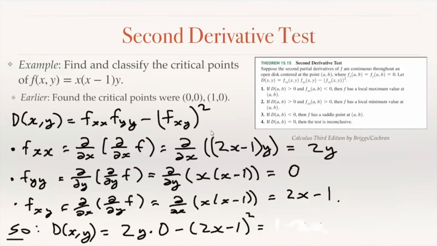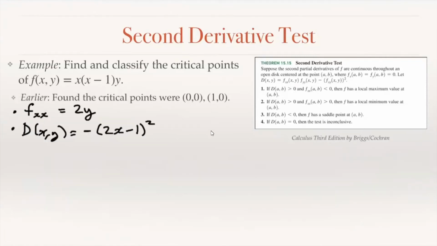Okay, so thus our D of xy, the determinant of the Hessian, is f sub xx times f sub yy, that's 2y times 0, minus f sub xy squared, 2x minus 1 squared, and that is negative (2x minus 1) squared. So we have found f sub xx is 2y, and D of xy is negative (2x minus 1) squared. Now what we do is we test each of these points according to this test.